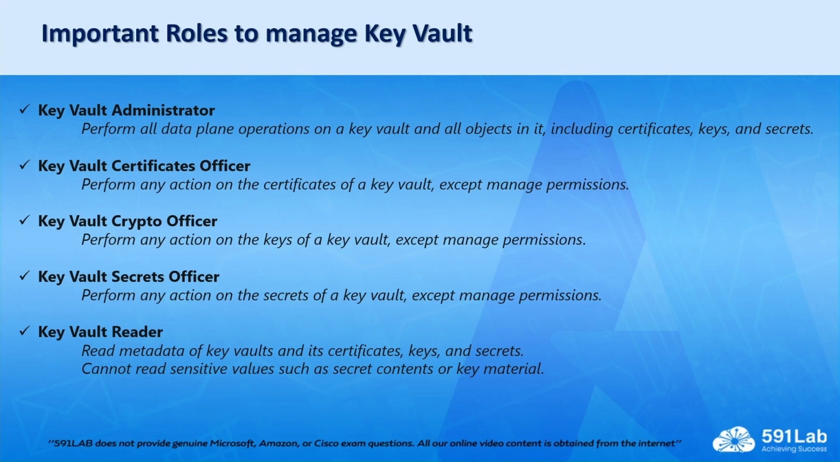After that, we have three key roles to talk about: Key Vault Certificate, Crypto, and Secret Officer. As their names say, these roles deal separately with their entities. For example, Key Vault Crypto Officer is able to manage any action on keys inside the Key Vault, but does not do anything on the secrets and certificates. Similarly, this logic applies to the Certificate and Secret Officer roles as well. These roles provide granular control to manage the Key Vaults. At last, we have Key Vault Reader. A user with this role can read metadata of Key Vault, meaning he can see the names of keys, secrets, and certificates, but he won't be able to see any sensitive information which is stored inside.